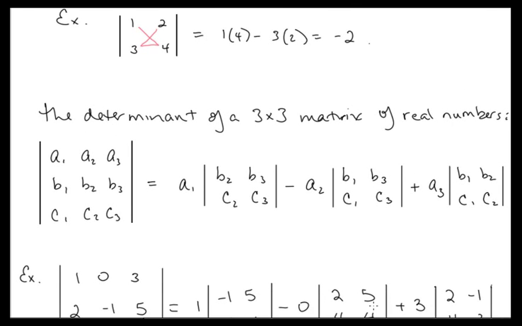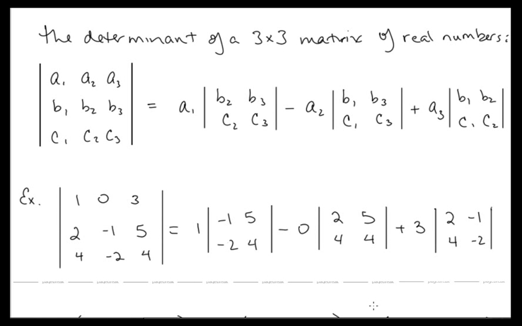Now let's take a look at the determinant of a 3 by 3 matrix of real numbers. So we're using the same notation, those bars outside the matrix, but now what we're going to do is break this down into minor determinants. So we're going to go across the top row, A1, A2, A3. We're going to put our A1 here, and then to find the 2 by 2 matrix that goes here, we're going to block out the row and the column of A1. And so we're left with B2, B3, C2, C3, and that's what goes here.